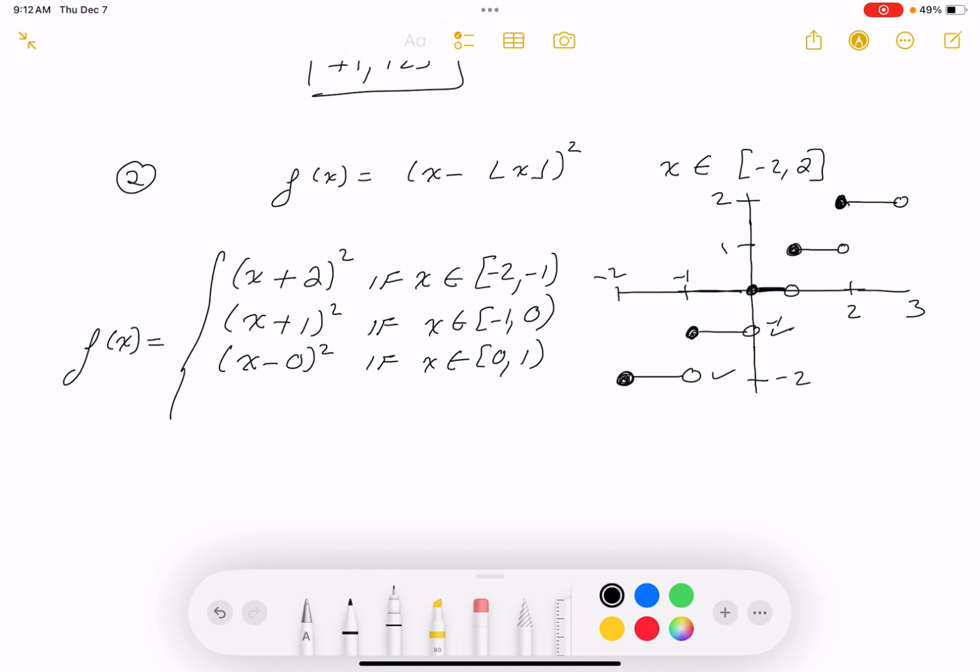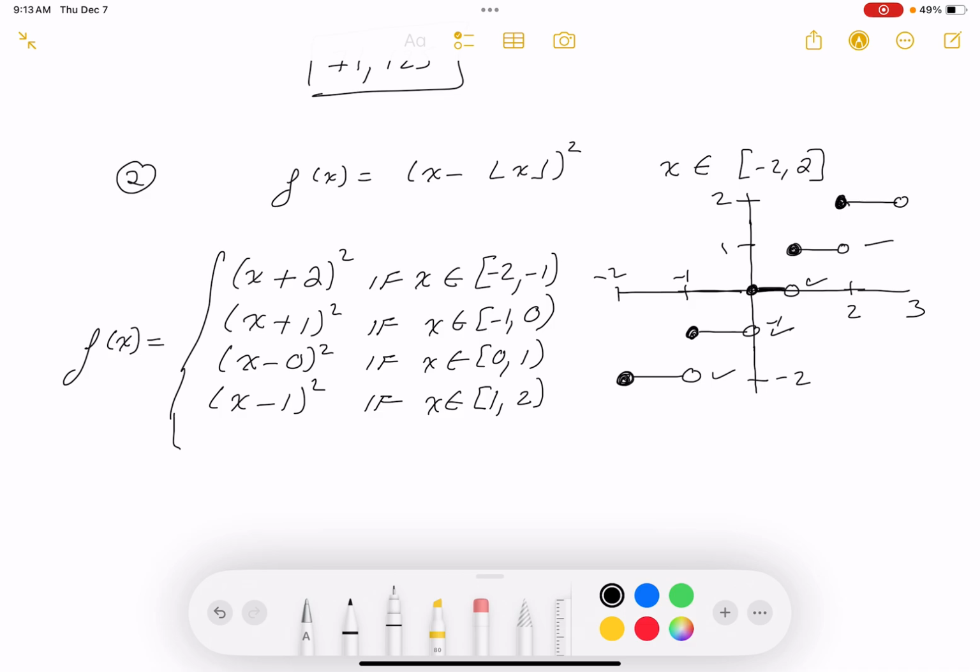Let's put the next one down. And again, we just did this one. We're doing this one now. What's going to be x minus 1 squared if x is on the interval between 1 and 2, but not touching 2. All right, let's go to the next one.